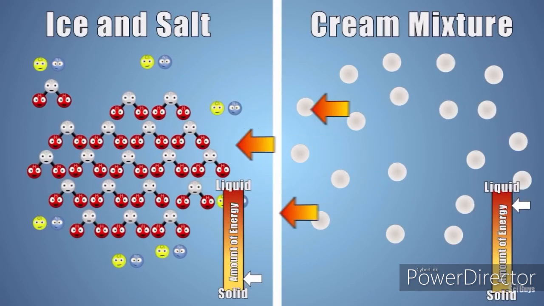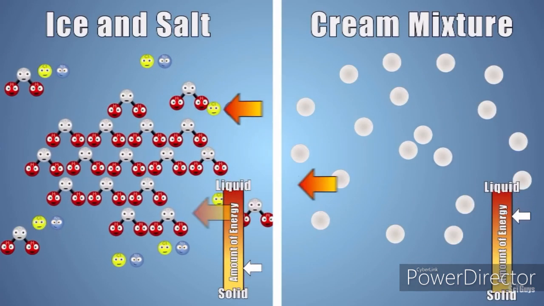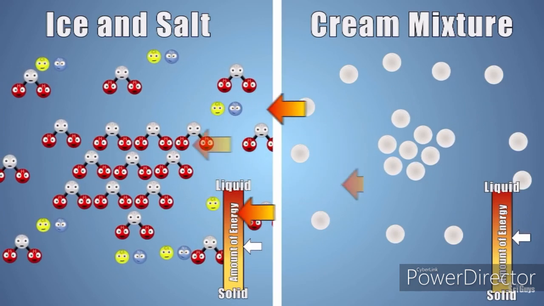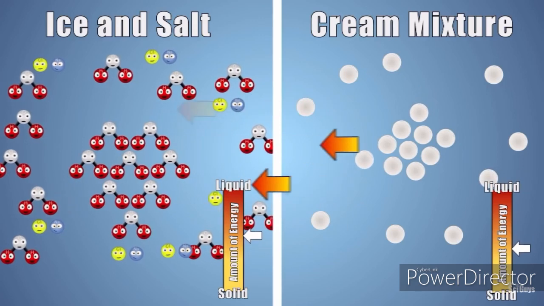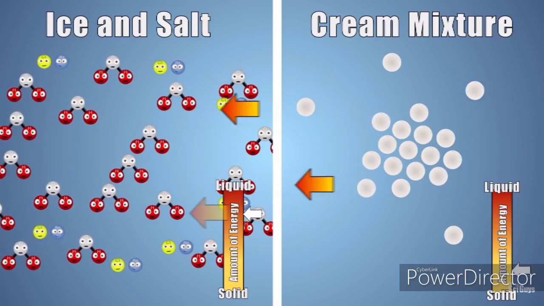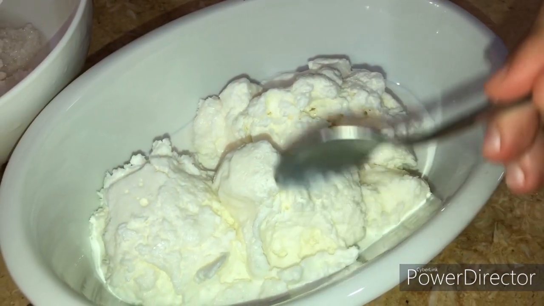As our ice gains energy from the warm cream and gradually changes state from solid to liquid, the cream is losing energy and gradually changing state from a liquid to a solid. Once our cream mixture has lost enough energy, it completes its transition from a liquid to a solid. And now we have a tasty ice cream.